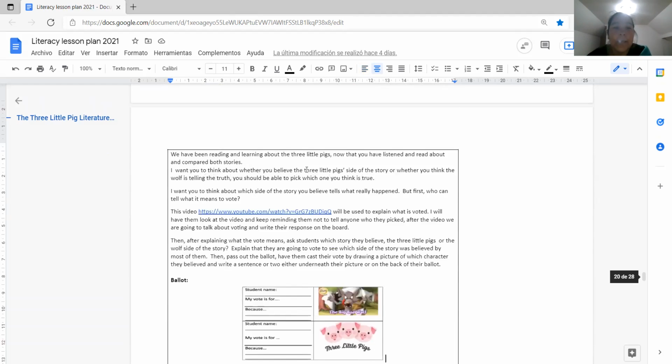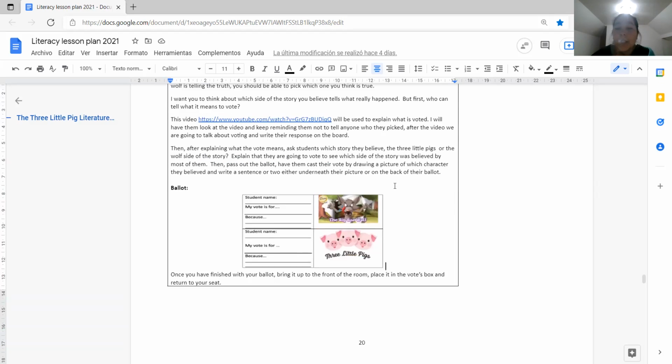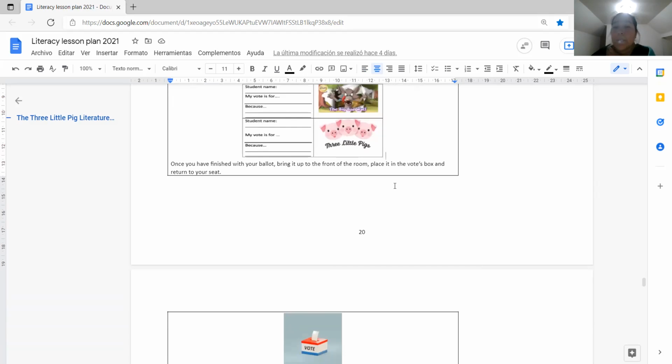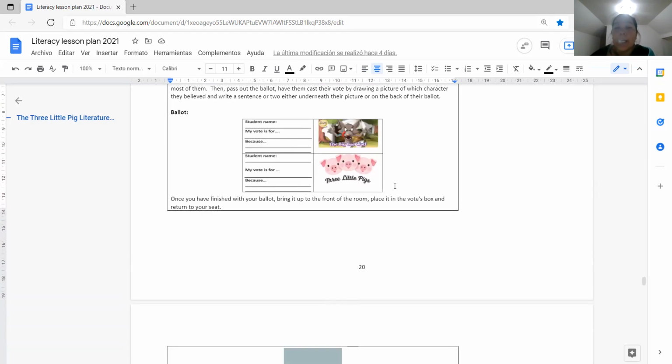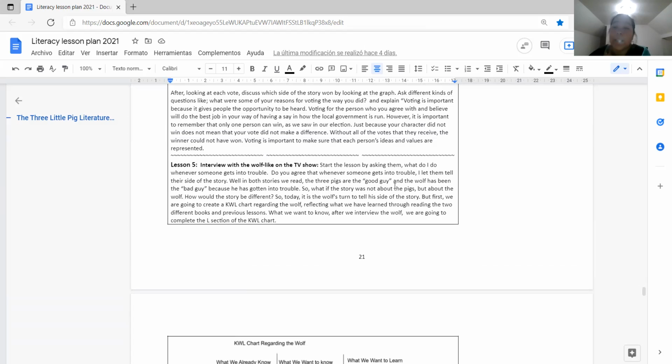And lastly, for that certain day, we're gonna have a vote. We're gonna have students pick which story they like better, and they're gonna vote for one. And we're gonna do a graph chart for them to see which story they like. I'm also gonna use a video to explain what vote means, so they can have a better picture of it, and it can help them make a decision about what story they should pick. I'm gonna have a teacher dress up like a wolf.